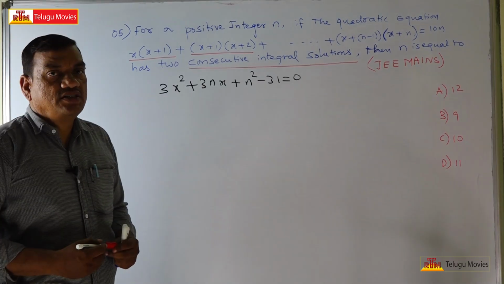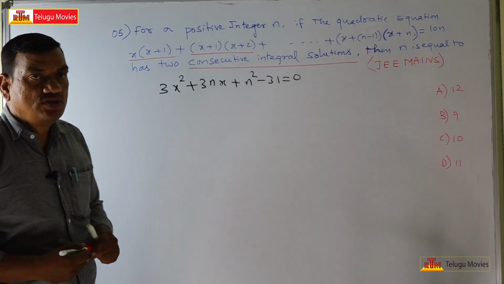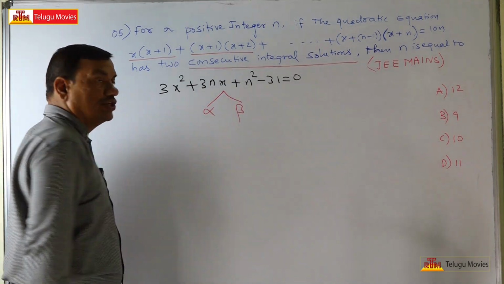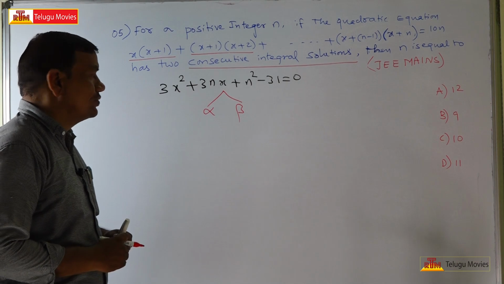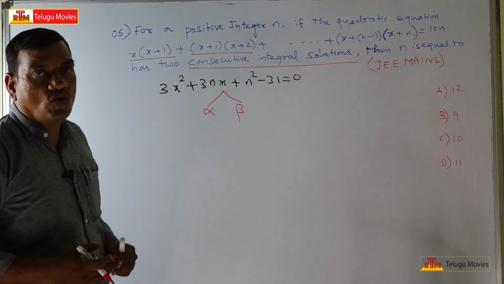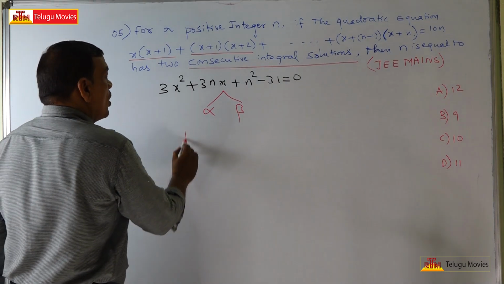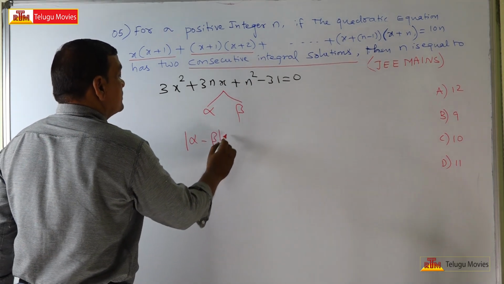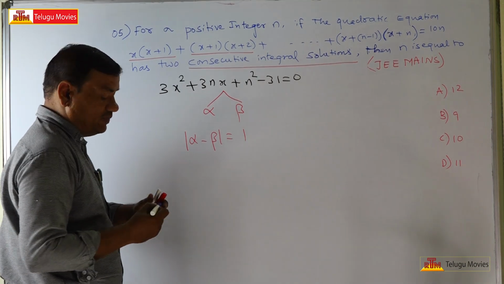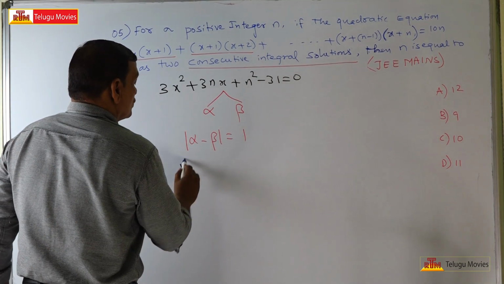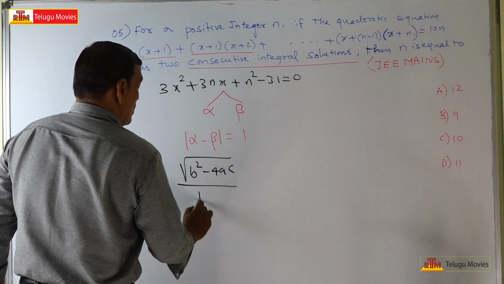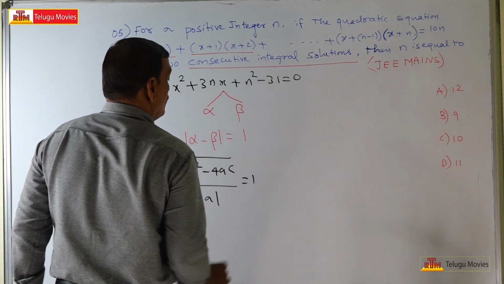So dear students, welcome to the solution. It is given that it has two consecutive integral solutions. Let that be alpha and beta. We have modulus of alpha minus beta is equal to 1. So what is the formula for modulus of alpha minus beta? We have under square root of b square minus 4ac by modulus of a is equal to 1.